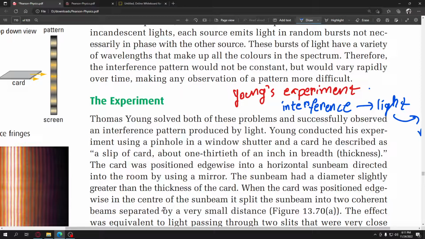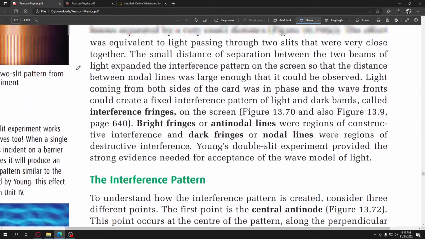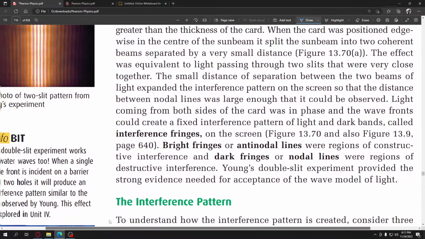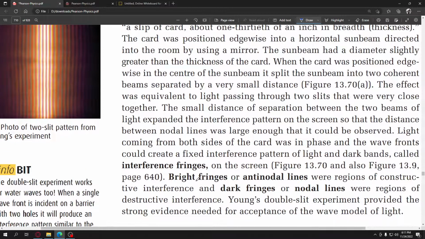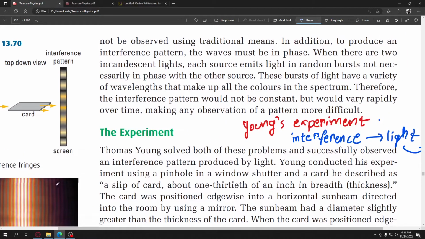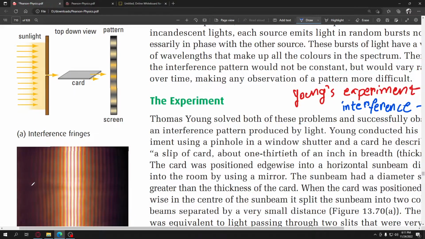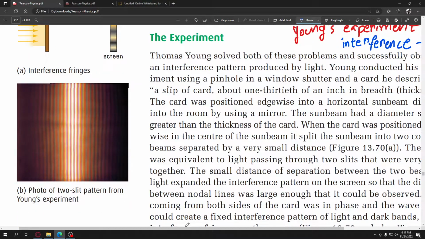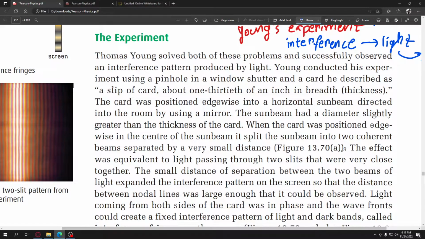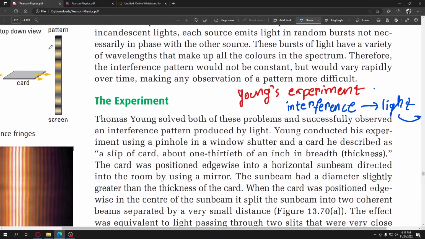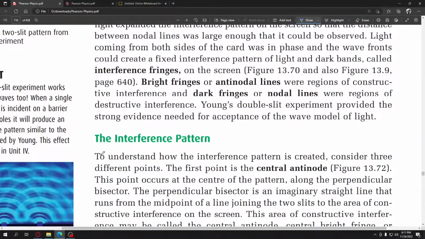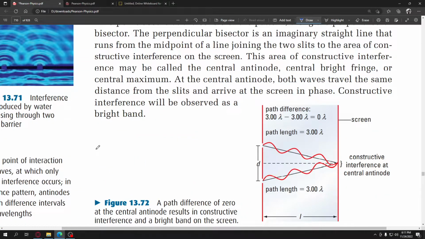So how the double slit experiment works, we're going to see in a little bit, no problem. From here we can see that he takes a card, and he puts two small holes in it, and light passes through, and on the other side there is a screen, and you can see interference patterns.